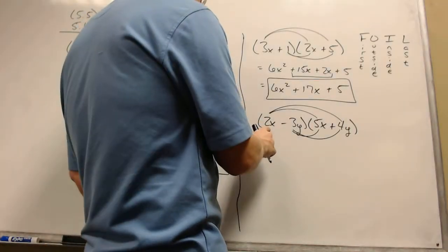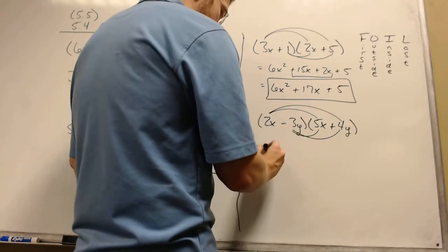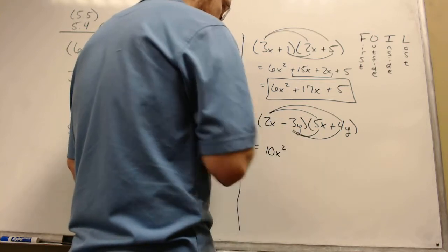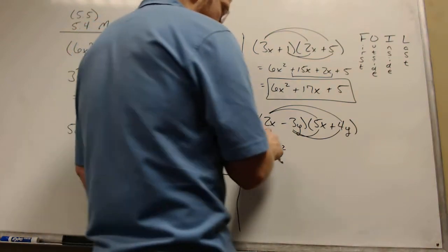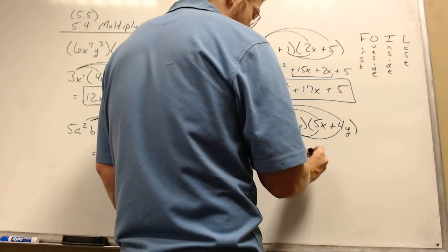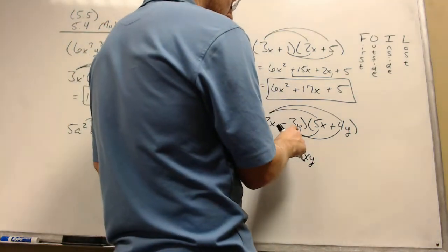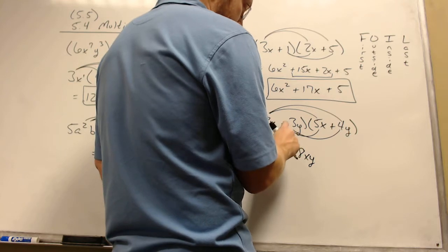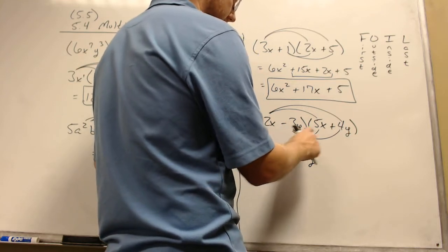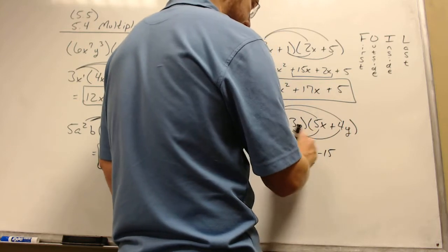All right, distribute the 2x. 2x times 5x would be 10, add the exponents, x squared. 2x times 4y, both positive, so we end up with a positive 8xy. Go for the insides, distribute the negative 3y, so make sure you're accounting for this negative. Negative 3 times positive 5 would be negative 15. We have an x and a y.